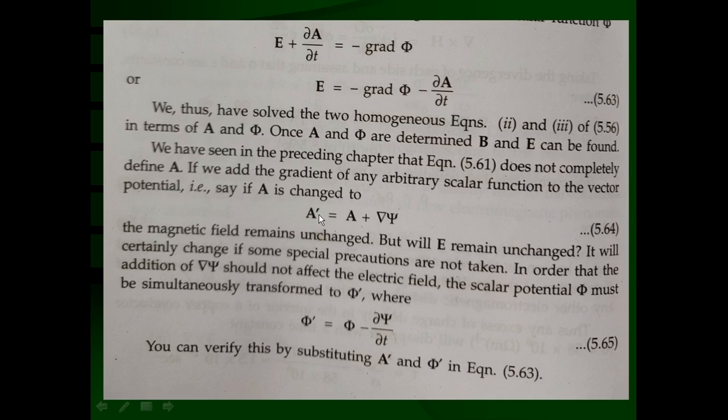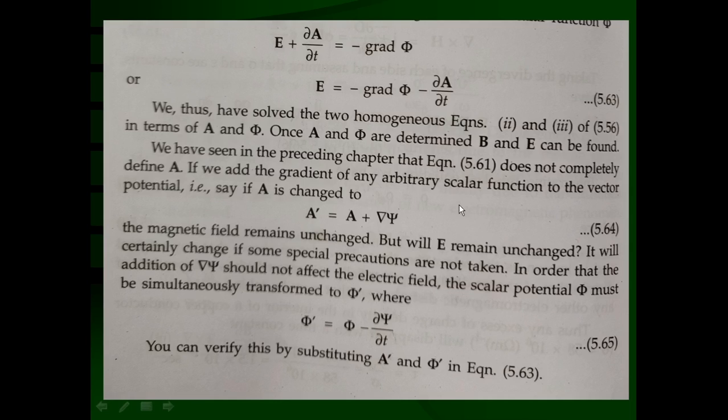So curl of vector A dash is equal to curl of vector A, and hence the magnetic field will not change. Magnetic field is not going to be altered. So that is important. By this kind of transformation, the magnetic field is not going to be changed, and we can define the vector potential A dash.